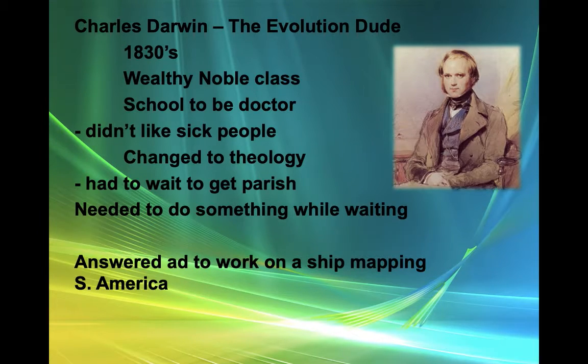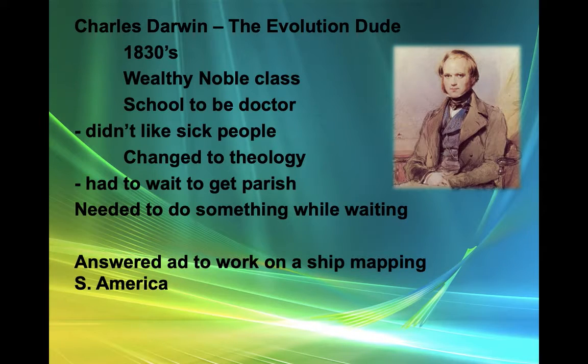Darwin wasn't going to be a mapping person. What Darwin was going to do is he was supposed to be the assistant to the naturalist. Now, a naturalist was kind of a weird position back then. Well, it would seem weird to us. It wasn't weird back then. It was kind of a combination of a geologist and a biologist kind of together.